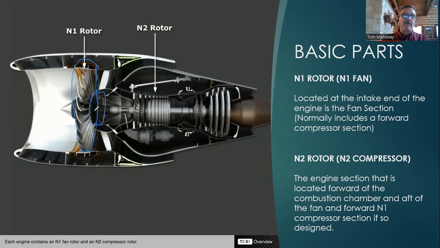Okay. Now you go to the N2 rotor, which I refer to as the N2 compressor. That is in this section right here. This is the part that actually squeezes the air down just prior to combustion. This is kind of like the piston in a piston engine that squeezes the air down and gives it some real pop when it does explode the fuel once the fuel is injected into the compressed air. All right.